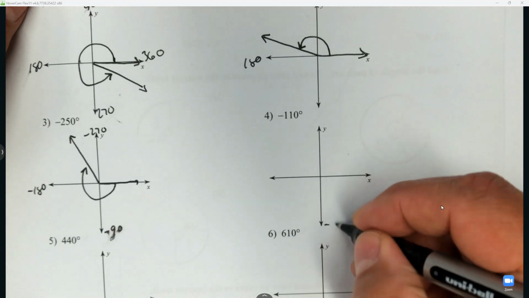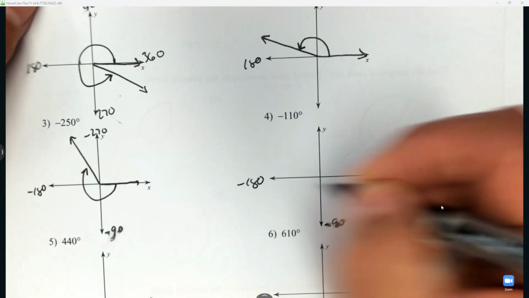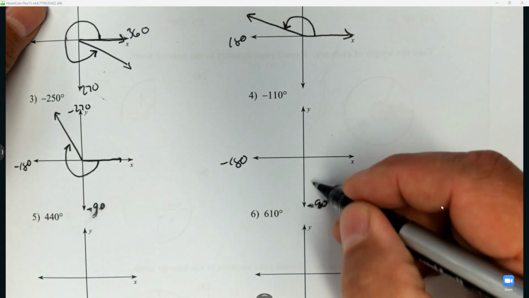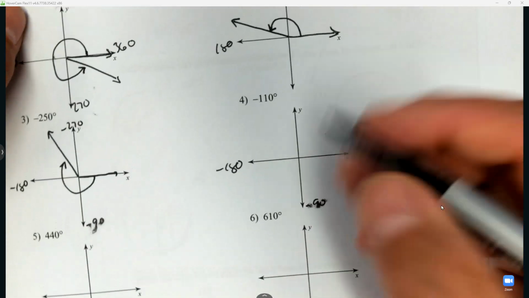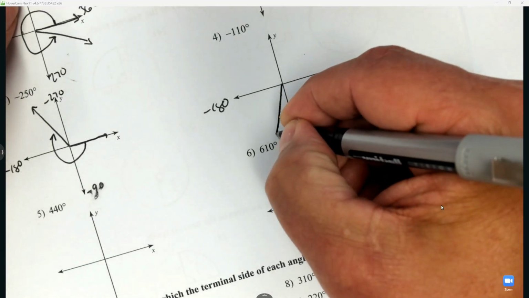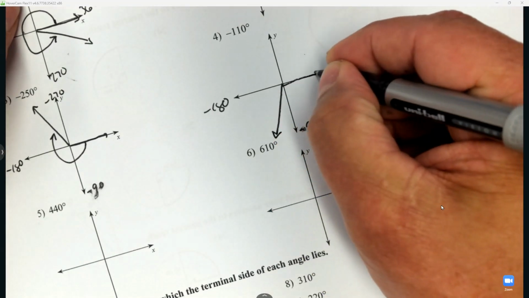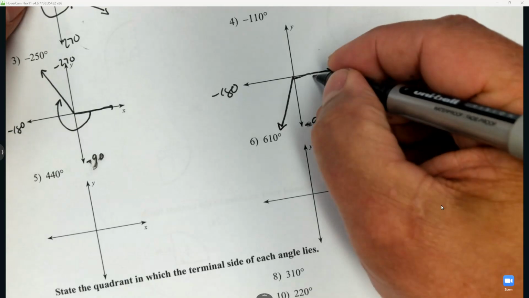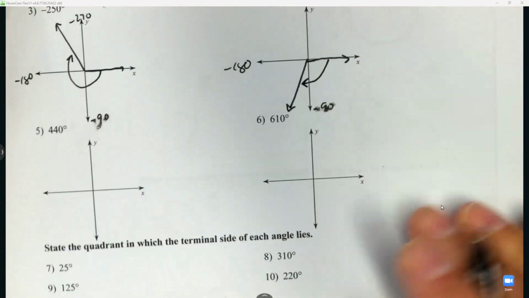Negative 110, again a negative angle, so we need to make sure that we go clockwise. Straight down is negative 90. So negative 110 is between here and quadrant 3, a little closer to negative 90. So I'm going to draw it closer to negative 90, and then again go clockwise and rotate to draw that angle.